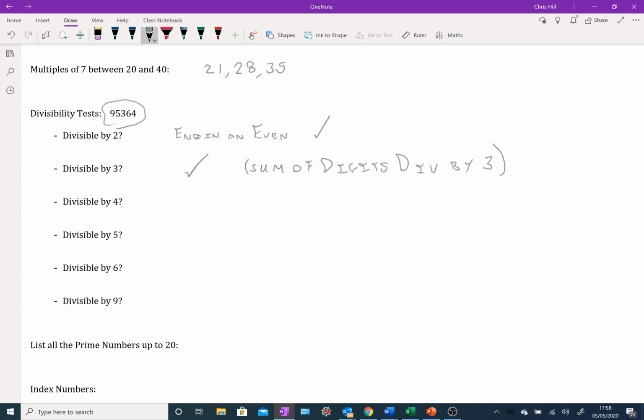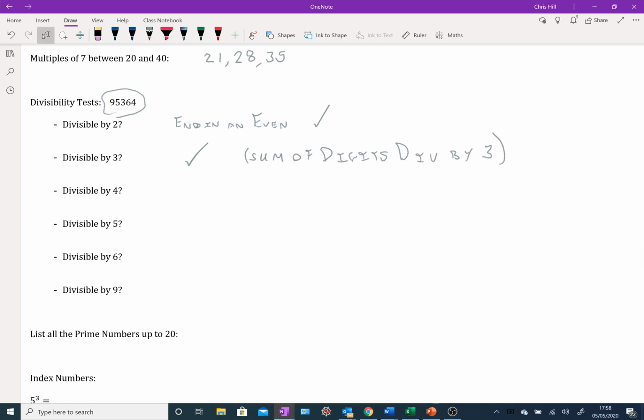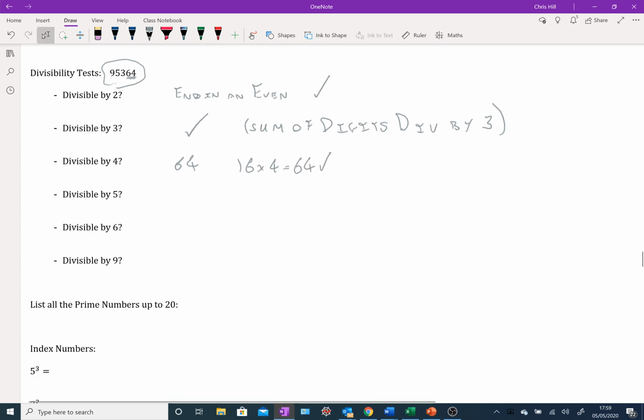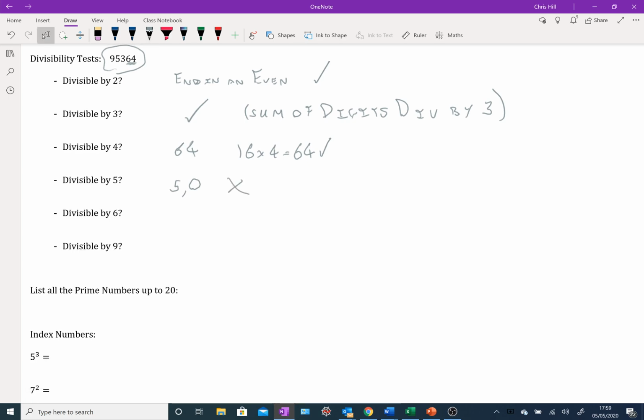Divisible by 4. To do the divisible by 4, we take the last 2 digits and we see if they're divisible by 4. So 64, is that divisible by 4? Yes, it is. 16 times 4 equals 64. So it's divisible by 4. Divisible by 5. A number is divisible by 5 if it ends in a 0 or a 5. In this case, it ends in a 4, so it's not divisible by 5. Divisible by 6.